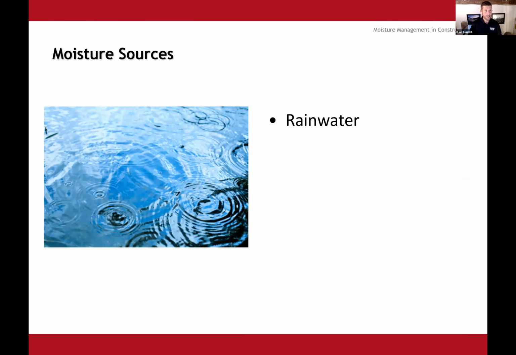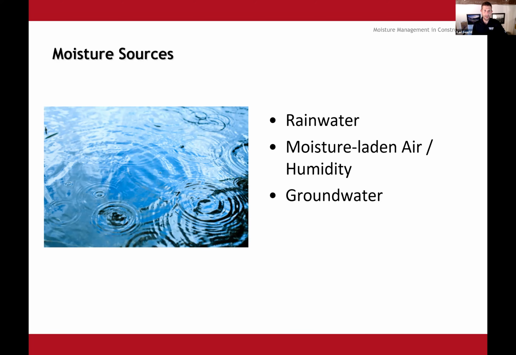Rainwater, in this part of the country, we've had it the last few days. We get these major rain events where a storm goes through and we get wind-driven rain, and it just pelts the side of our structures. We get moisture in the air just with humidity. So naturally, there's moisture around, there's groundwater. And then this is a big one that I'm going to spend a couple minutes talking about: moisture in materials.